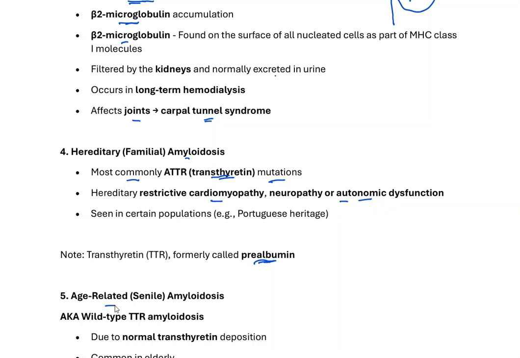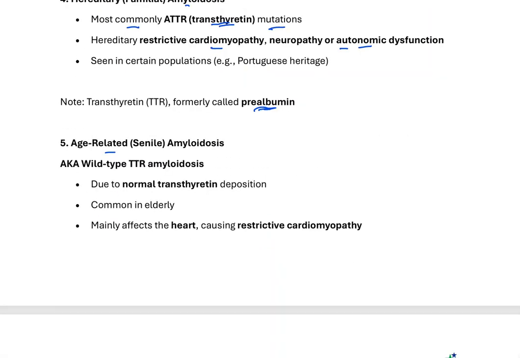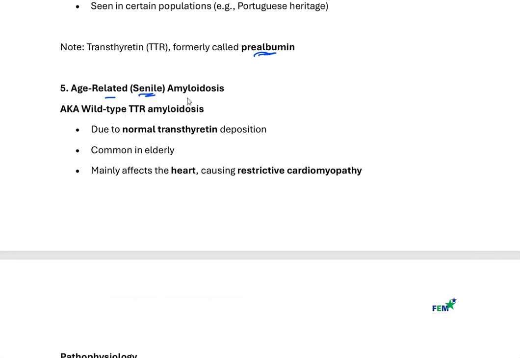And then moving on to the next one, which is age-related amyloidosis. And this age-related amyloidosis is also called senile amyloidosis. We also call it wild-type amyloidosis. They are all the same thing. And this is also due to transthyretin deposition, and this is commonly in elderly patients. And what's unique about this on the exam is this usually affects what? The heart. So it can lead to restrictive cardiomyopathy.